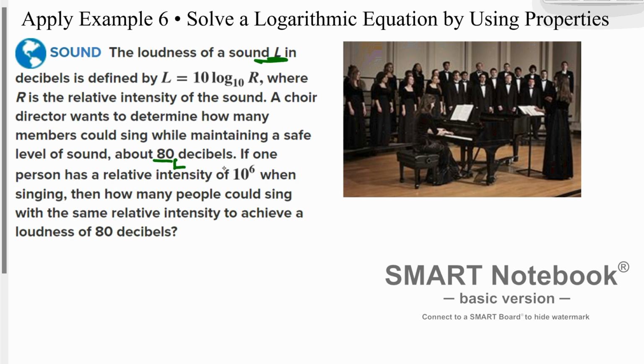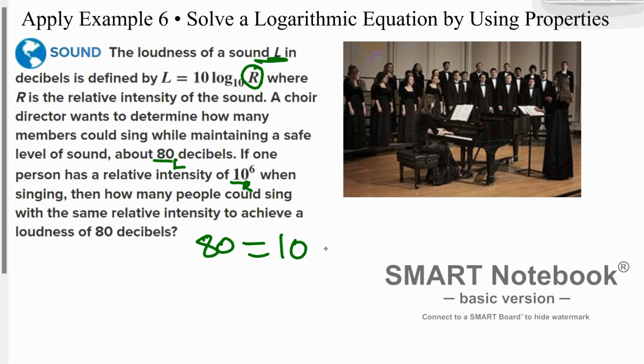So there's L. And if one person has a relative intensity of 10^6, we want to find out how many people could sing with the relative intensity to achieve a loudness of 80 decibels. Basically, we want to get R by itself because we know L is 80. We want the loudness to be 80.